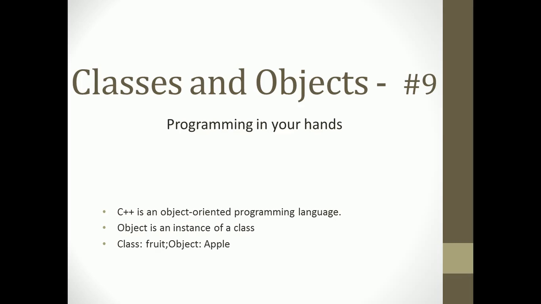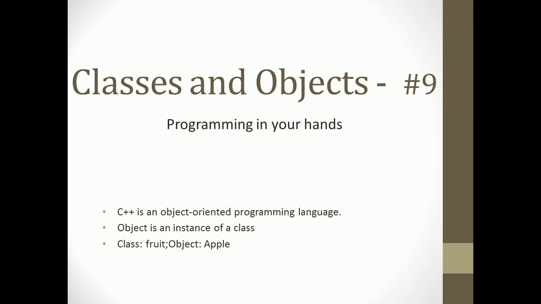Today we'll be seeing about classes and objects. And just now we are entering into the concept of C++. C++ is an object-oriented programming language. What is an object? Object is an instance of a class. What is meant by instance? Yes, it is an example.